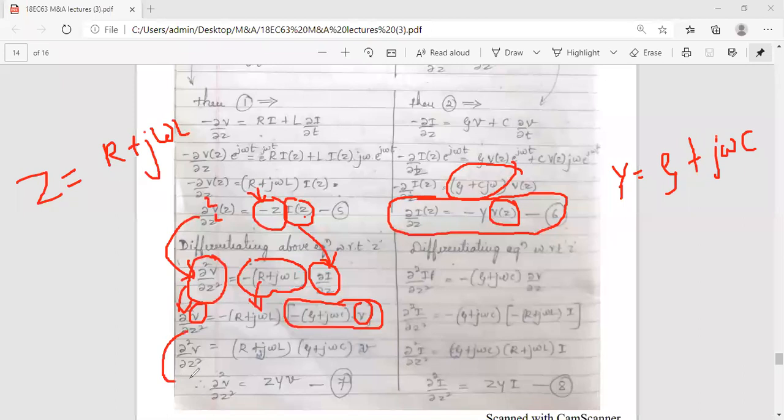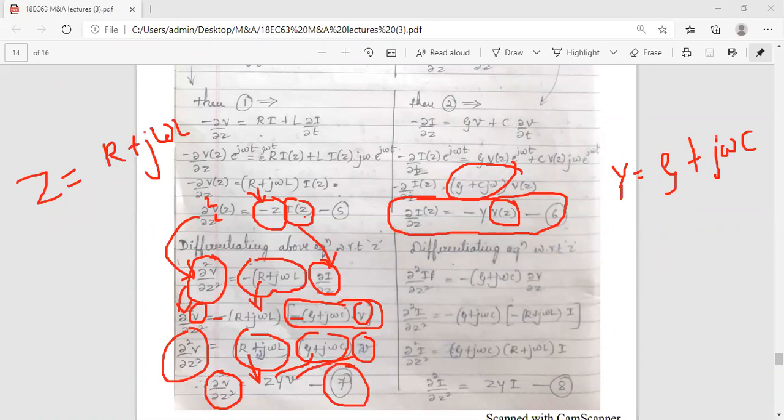So let us denote in both: LHS dou square by dou z square of V. You have two negative signs here, so you will get a positive value, R plus j omega L into G plus j omega C into capital V. So dou square V by dou z square is equal to, I can simply take this as Z, this as Y, and this is V. So this is your equation 7. This is one equation we got. It's an important equation, and further we will use it. This is one part.